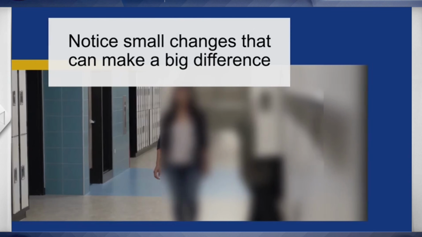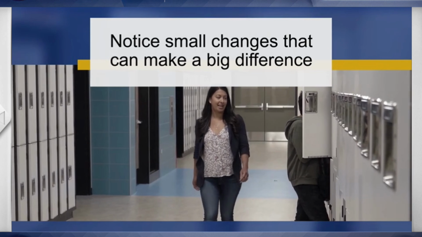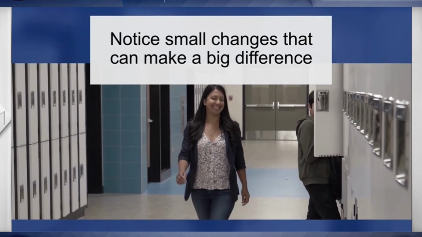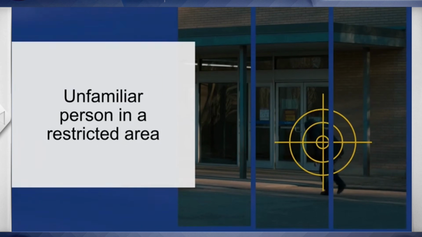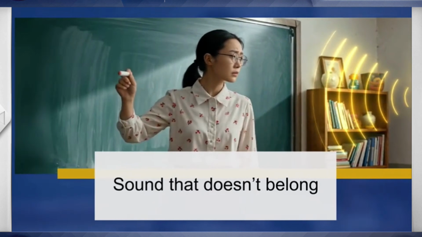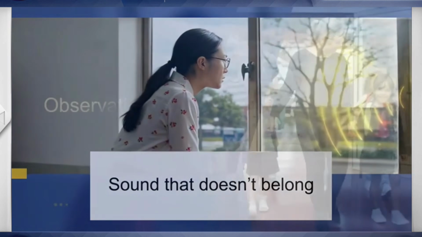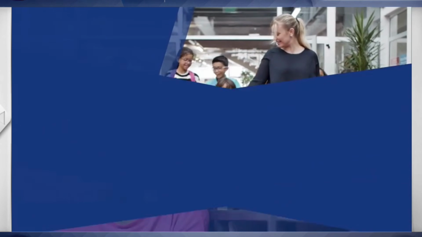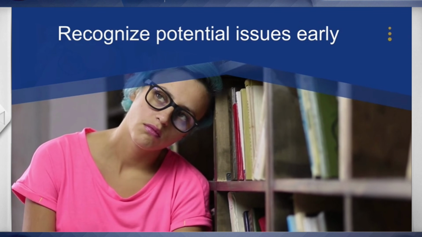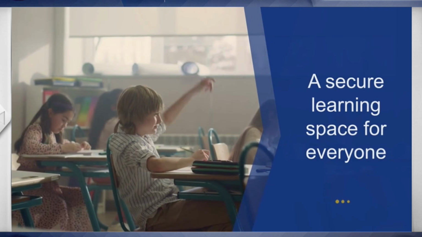When we train ourselves to be curious about that environment, we start to notice small changes that can make a big difference. It could be a door that's open when it shouldn't be, an unfamiliar person in a restricted area, or a sound that doesn't belong. Observation is the first link in the chain of safety. It's how we begin to recognize potential issues early and contribute to a secure learning space for everyone.